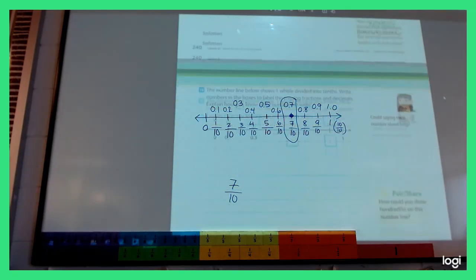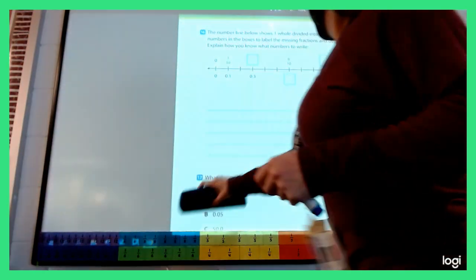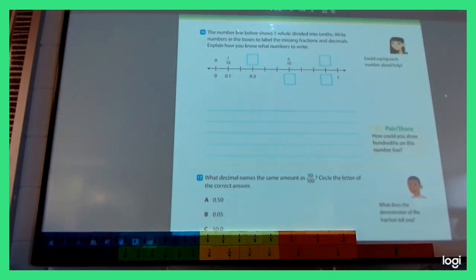I can solve this. All right, number 16. Does someone want to read it for me? Hayden, go for it. The number line below shows 1 whole divided into tenths. Write numbers in the boxes to label the missing fractions and decimals. Explain how you know what numbers to write.